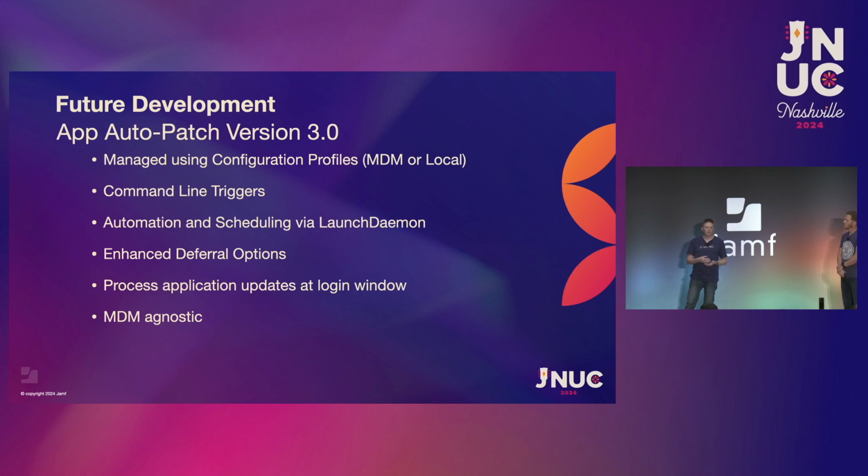It's going to be MDM agnostic, so it's going to allow you to deploy it to devices and have it run independently. So you can either initially trigger it from Jamf and then just let it run and do its thing. A launch daemon is going to be used for all the automation and scheduling. There will still be the option to trigger it via Jamf policy, like the current version, but the launch daemon will take over, so the Jamf binary isn't tied up running the process. Very similar to what Superman does.